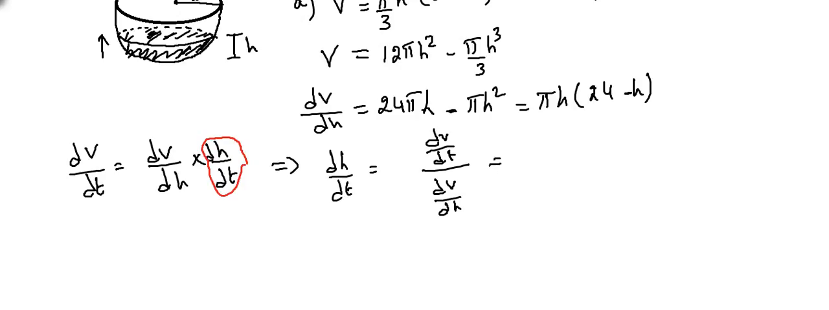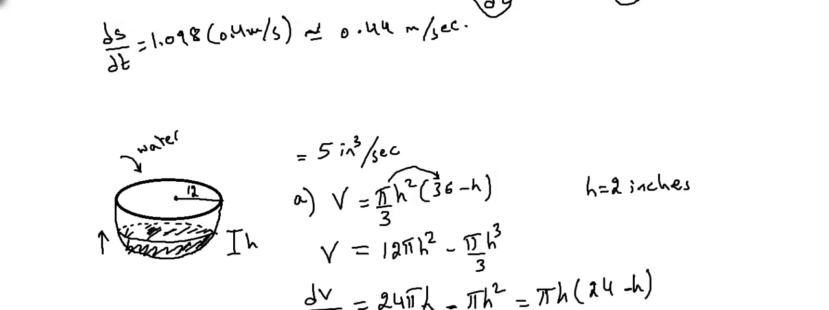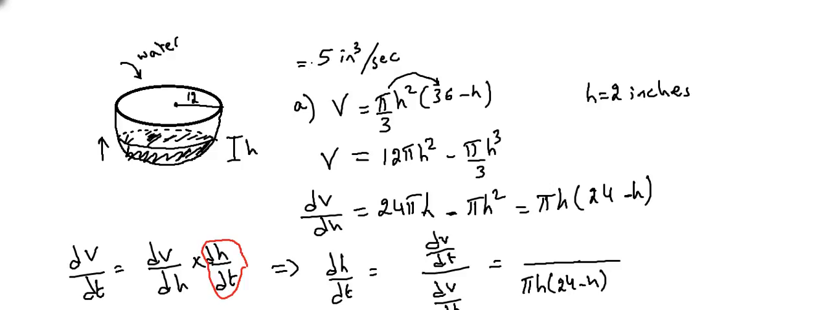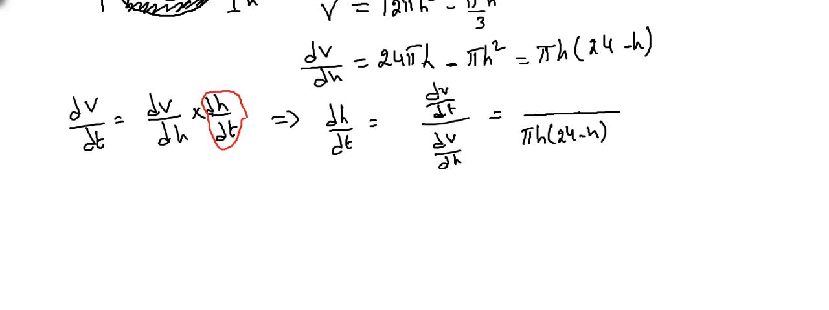What is dv/dt? First let me substitute dv/dh. I found it: pi h times (24 minus h), and that's it. What is dv/dt, right? Do we have it? Let's see. At the beginning we said the water is poured at a rate of 5 inches cubed per second. This is dv/dt. Seconds is for time and inch cubed is for volume, so it's volume over time.